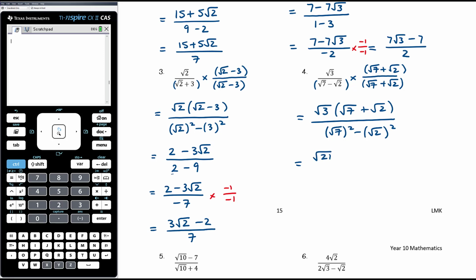Okay, expanding out the numerator, root 3 times root 7 is root 21. Root 3 times root 2 is root 6. All over, root 7 squared is 7, minus root 2 squared, which is 2. So 7 minus 2, which is 5. Root 21 plus root 6 all over 5.